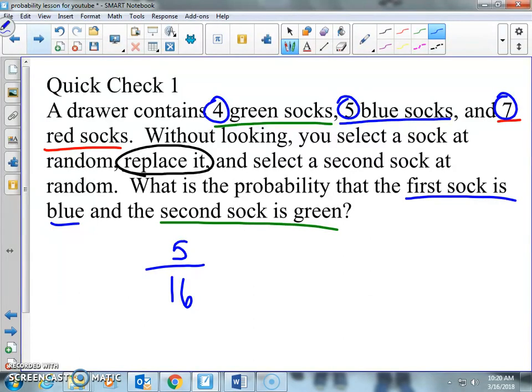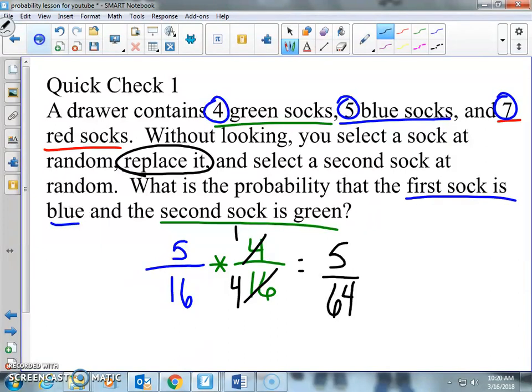I picked out my sock, I looked at it, and then I replaced it. So when I replaced it, there are still 16 socks in there. Now I'm going to reach in for a green sock, and there are 4 green socks. And remember, there are still 16 because I replaced that blue sock or whatever sock I got first. And now our formula says that we must multiply. Well, I would definitely want to simplify first.